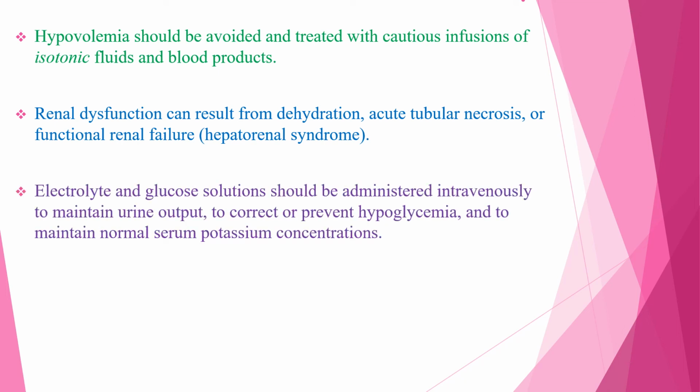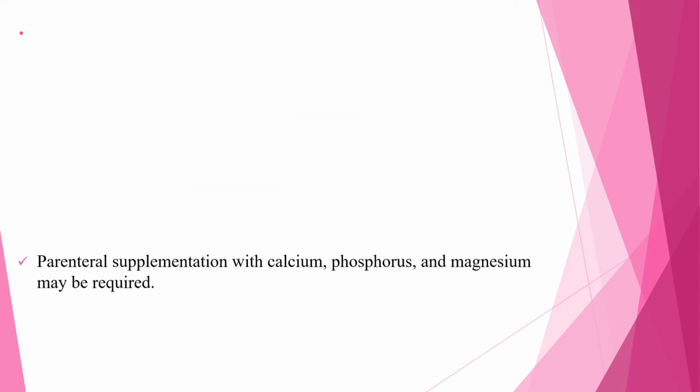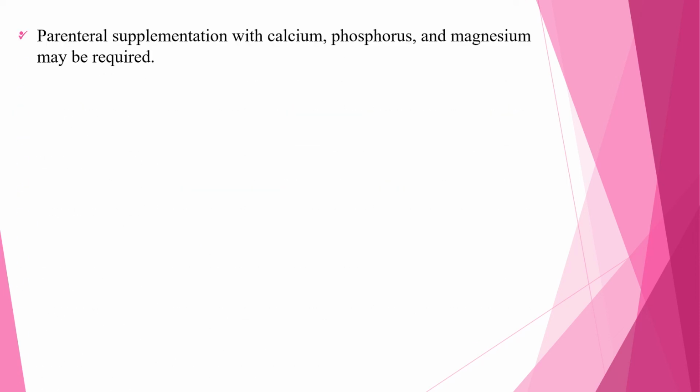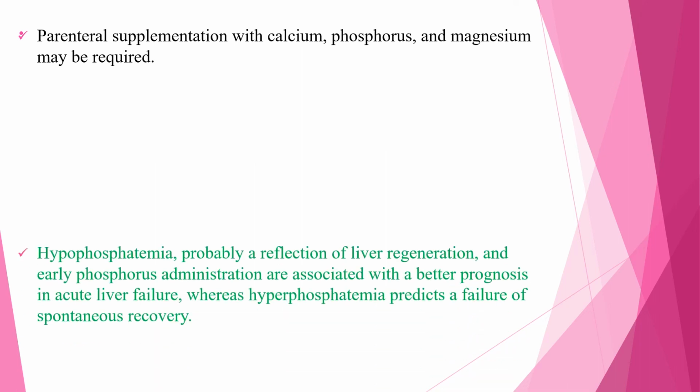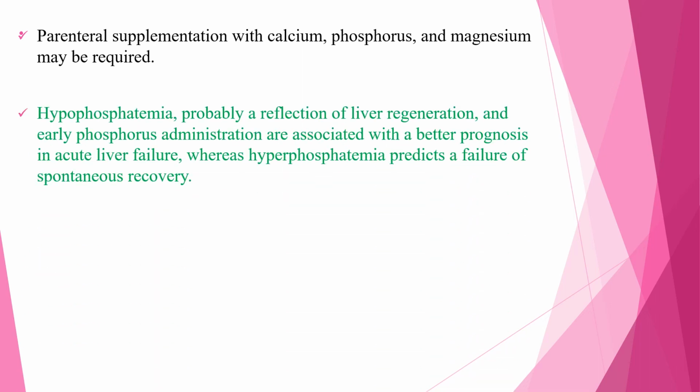Electrolyte and glucose solutions should be administered intravenously to maintain urine output, to correct or prevent hypoglycemia, and to maintain normal serum potassium concentration. Parenteral supplementation with calcium, phosphorus, and magnesium might also be required. Hypophosphatemia, probably a reflection of liver regeneration, and early phosphorus administration are associated with a better prognosis in acute liver failure, whereas hyperphosphatemia predicts a failure of spontaneous recovery.